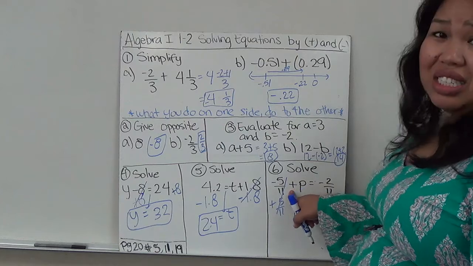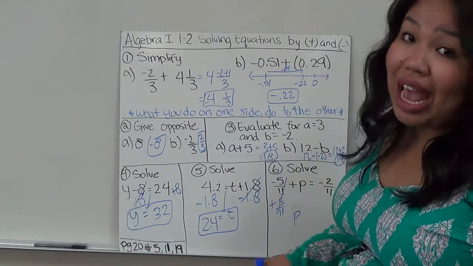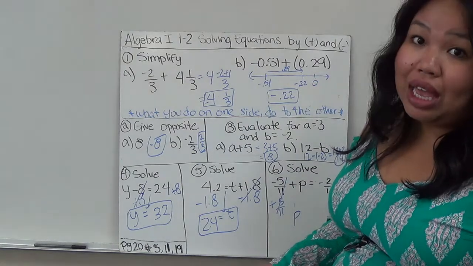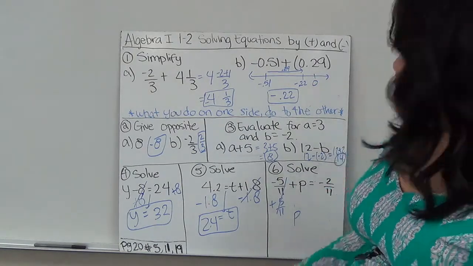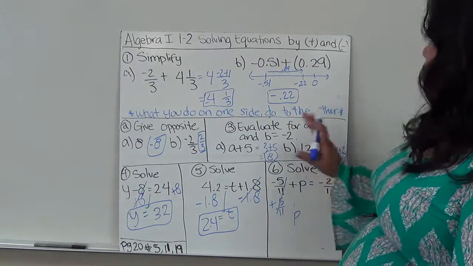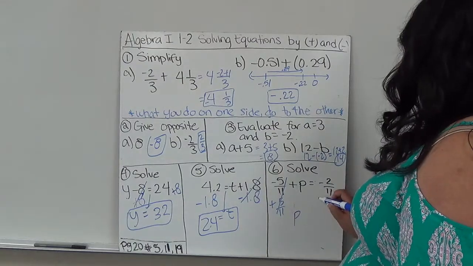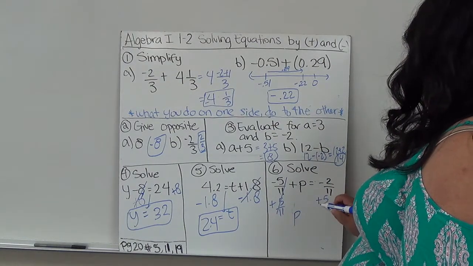It doesn't mean that this plus sign disappears. It just means that with a positive p, I don't have to put a positive in front of it. I can, it means the same thing. But because it's by itself, I don't have to put the plus sign, okay? And so here's my chant. What I do to one side, I have to do to the other. So then I have to add 5 over 11.